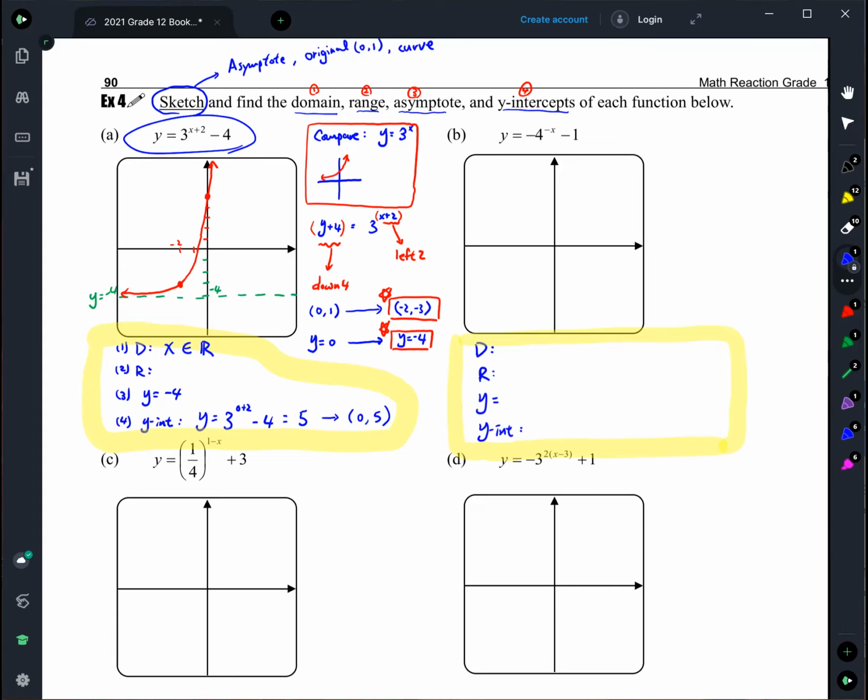Okay, what's the range? What do you have for the range? The range is y is greater than -4. Very good. Okay, y greater than -4. So when you're talking about the range, you look at the asymptote, y equal to -4. So it has to do with the y value. Okay, please raise your hand if you're ready to look at question B.